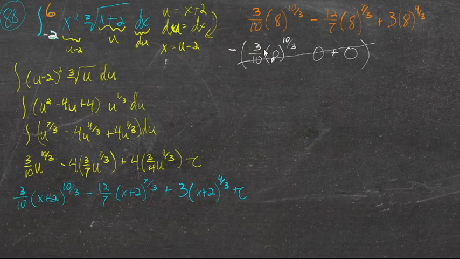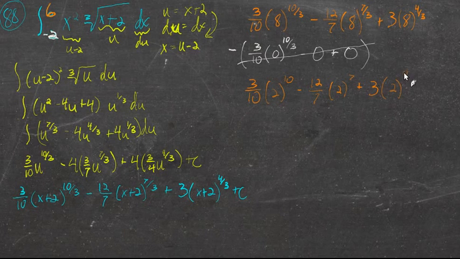So what we have left is, well, this 3 in the denominator of the power is the same thing as the third root. We can raise it to the 10th power and take the third root, whatever we want, but taking the root first makes it smaller, and then we can raise it to the power. So we'll have 3/10 times the third root of 8, that's 2, raised to the 10th power, minus 12/7 times the third root of 8, which is 2 to the 7, plus 3 times 2 to the 4th.